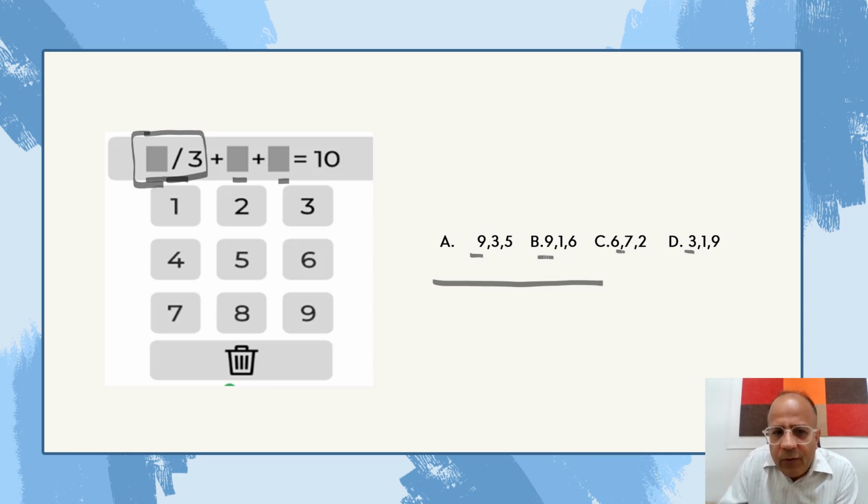If I effectively put a 9 over here, this is going to be a 3, and if you go with this option, you add one more 3 and a 5. Does it result into 11? It does not.